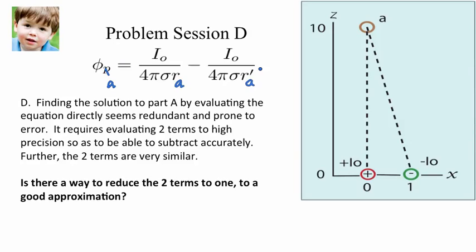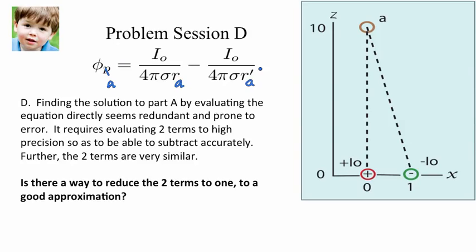That seems like a situation that needs improvement. Because when you compute two things that are very close in value, and then you subtract, it's confusing, it's repetitive, and it's prone to error. That is to say human error, but also error in computer calculations. I mean, most numerical error comes from doing subtractions of two quantities that are very similar, because then there's a big loss of numerical significance. So is there a way, mathematically, to reduce the two terms to one? And the answer is no.